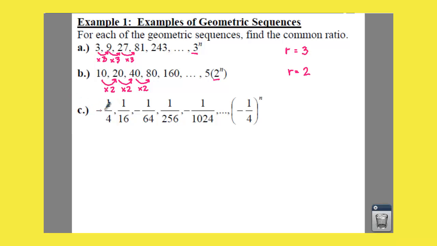This is not as much fun, but notice your signs are alternating: negative, positive, negative, positive. So you know you have a negative 1 to the nth power. We did that in the first lesson. But on the bottom, each of these are just being multiplied by 4. 16 times 4, 64 times 4, 256 times 4. So you have a 4 on the bottom, the 1 stays the same. Your ratio is a negative 1/4. That's how you find your common ratio.